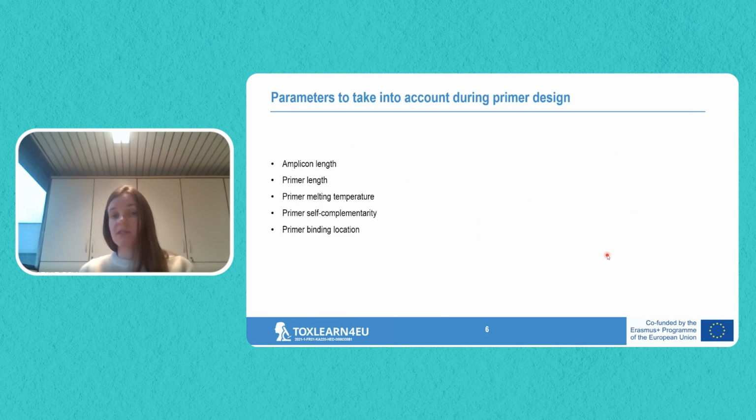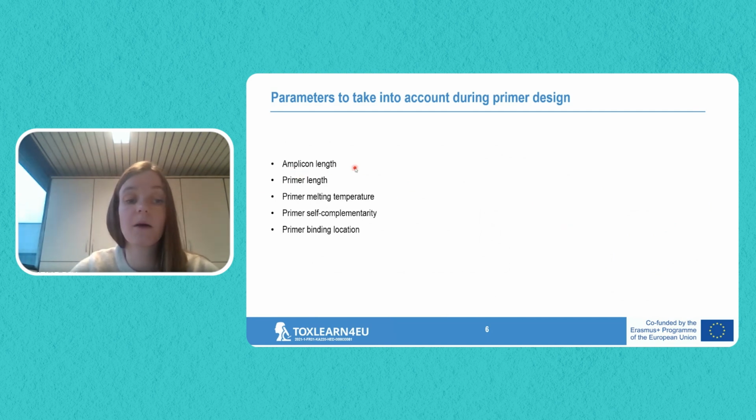So during qPCR, as I mentioned, an important step is to design primers. Of course, as we saw in the first slide of this lecture, primers are used to amplify a specific part of our gene of interest. And as such, these primers need to be specifically designed for each gene of interest that we want to measure. And when doing so, there are different parameters that we need to take into account. And I've listed them here.